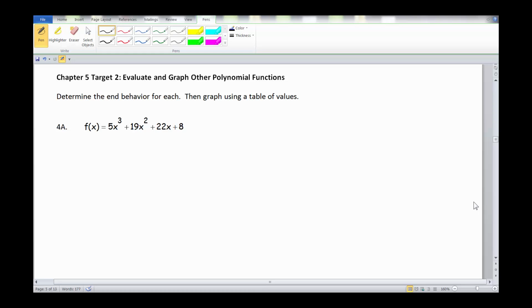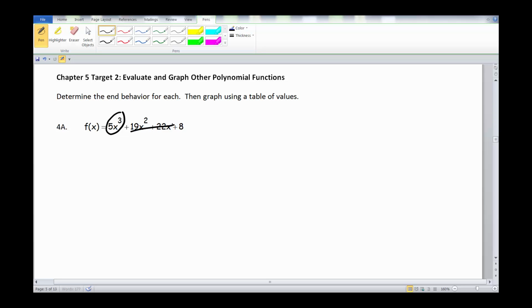Here we are at our Chapter 5, Target 2, Problem 4a. We're asked to determine the end behavior for each, and then graph using a table of values. So right here at 4a, we see our polynomial. And just looking at our degree, we can see that it is this 5x cubed, so that's really the important piece that we want to look at when we're talking about the end behavior.